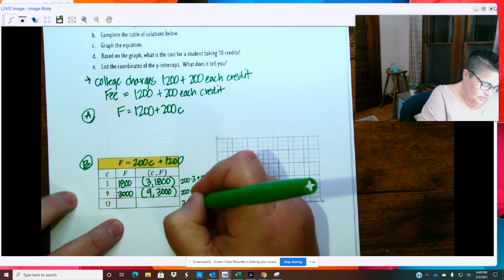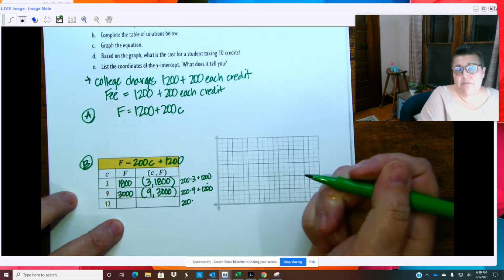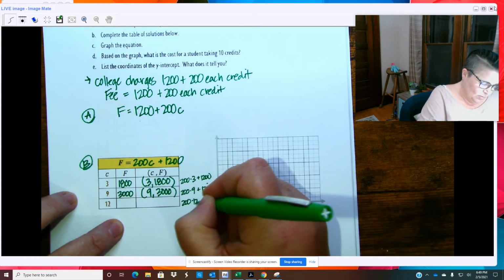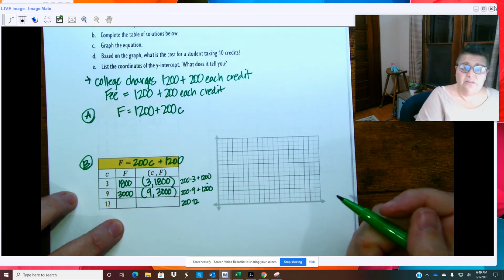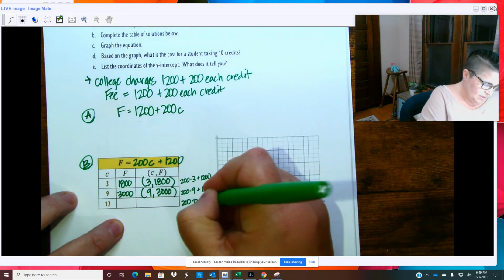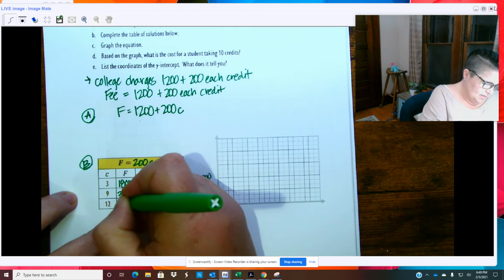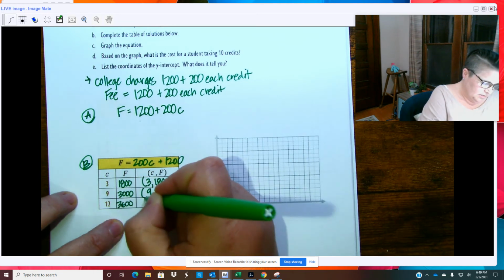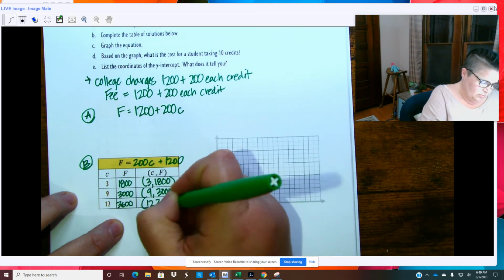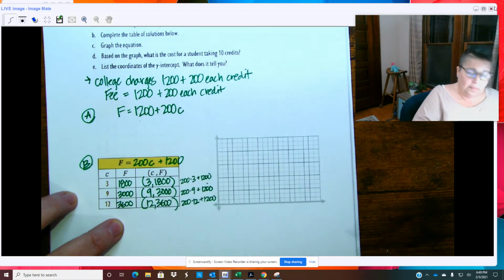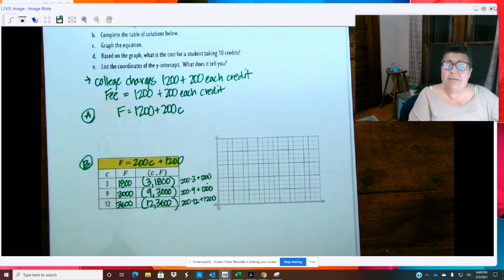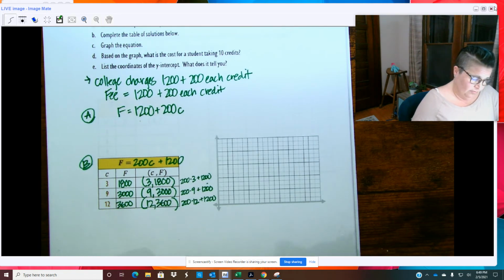If someone takes 12 credits, that's going to be $200 times 12 credits. That's $2,400 plus another $1,200. That's $3,600. So 12 credits would be $3,600. These 3 points of the relationship are enough to create the graph.